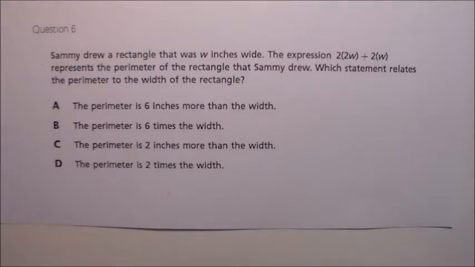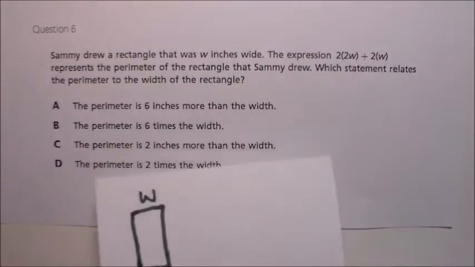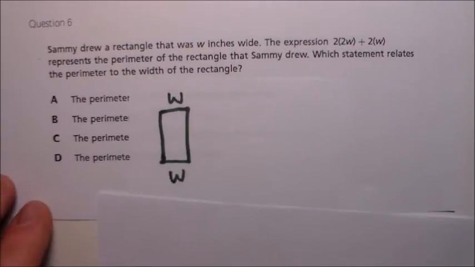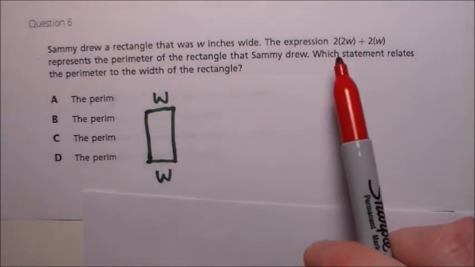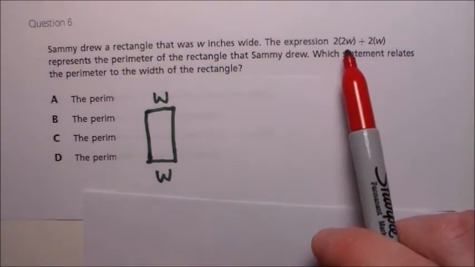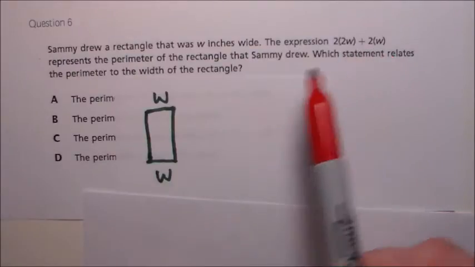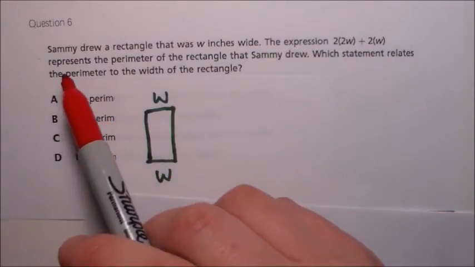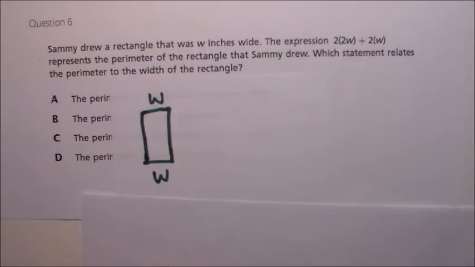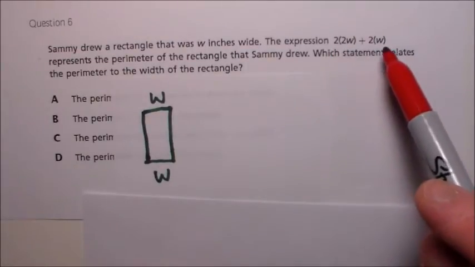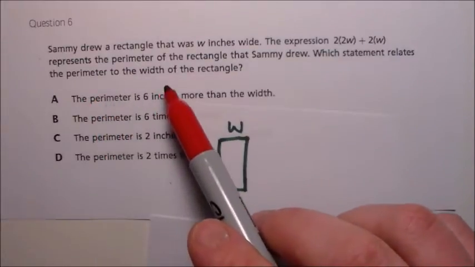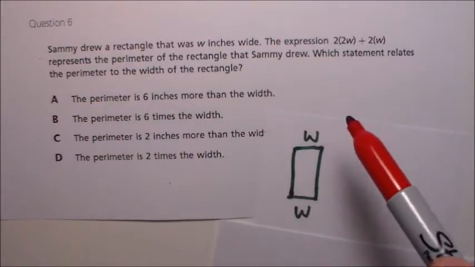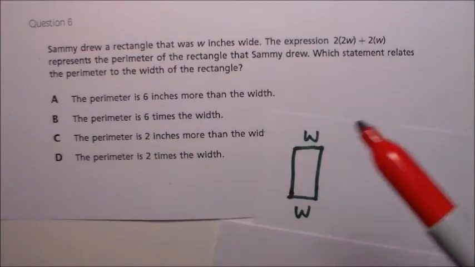Sammy drew a rectangle that was W inches wide. Okay, there's a rectangle. It's W inches wide. So far, so good. The expression 2 times 2W plus 2W, or whatever that means, represents the perimeter of the rectangle that Sammy drew. Okay, so that's the perimeter. Which statement relates the perimeter to the width of the rectangle? And you see your options here.